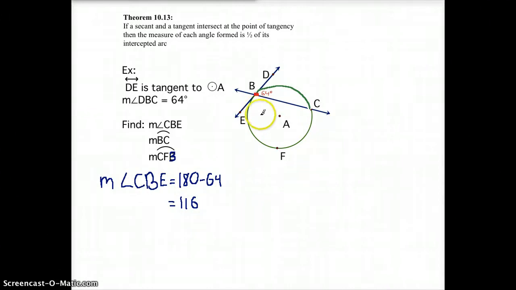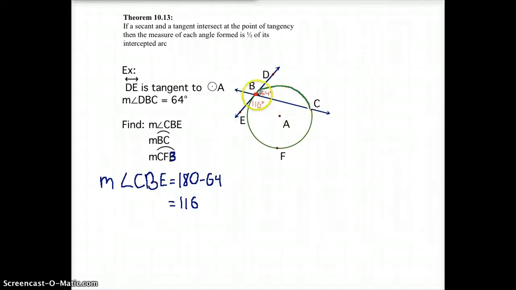Very nice. And then we just figured out that CBE was 116 degrees. And now we need to find the measure of these two arcs. And this is where theorem 10.13 comes in. It says if a secant and tangent intersect at the point of tangency, which we have here because they say that DE is tangent, and I can see that CB is a secant, and they intersect right here at the point of tangency. So if that happens, then the measure of each angle formed is 1/2 of the intercepted arc.